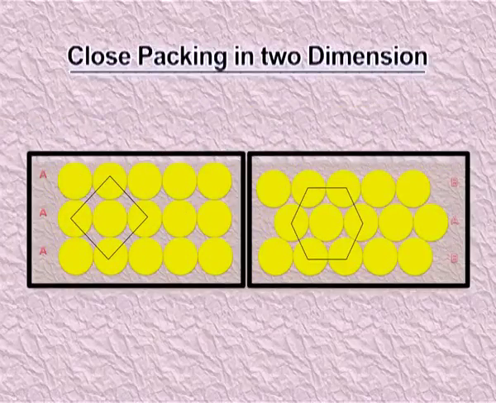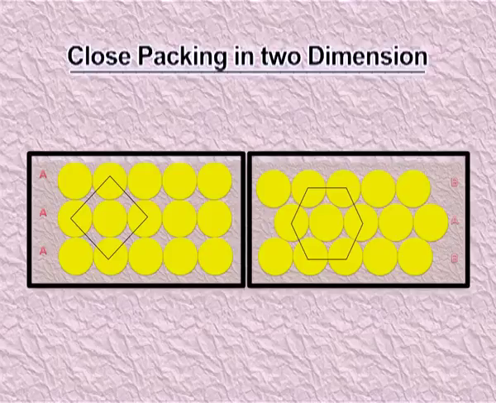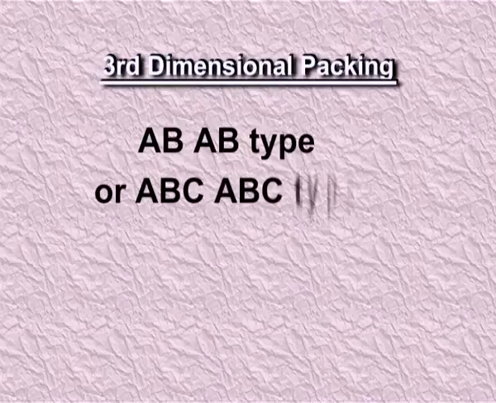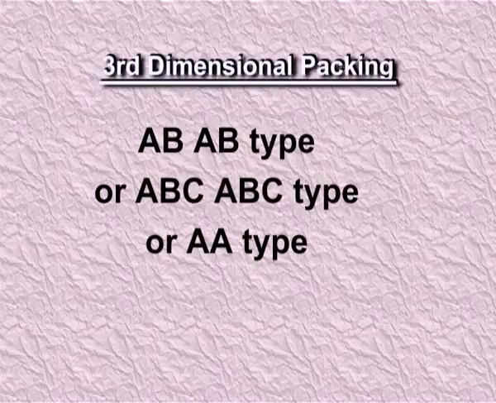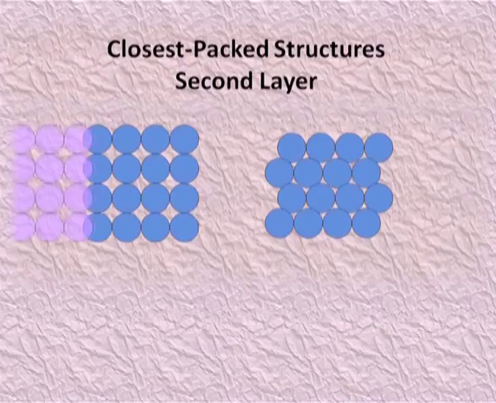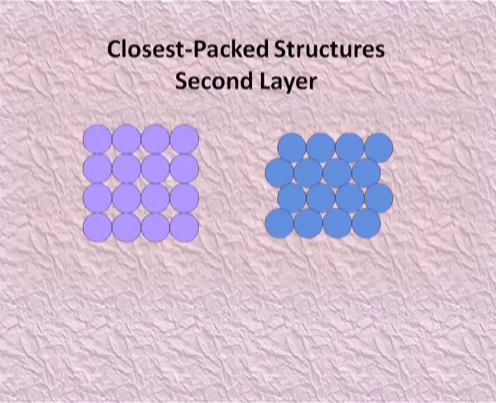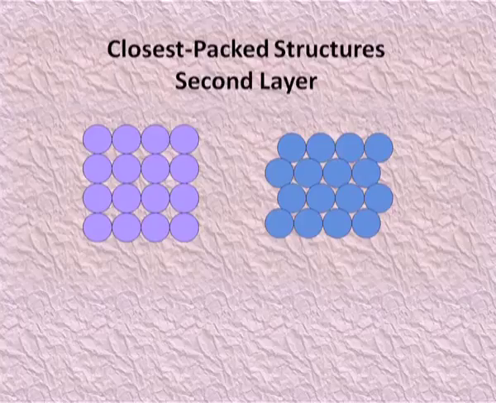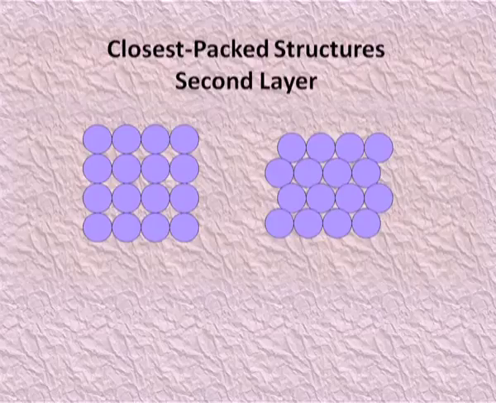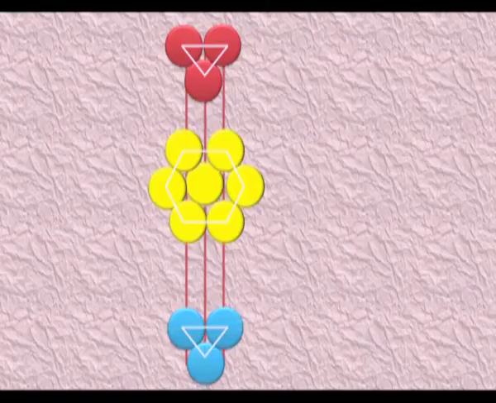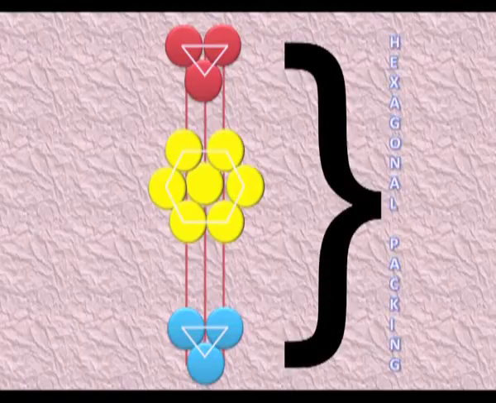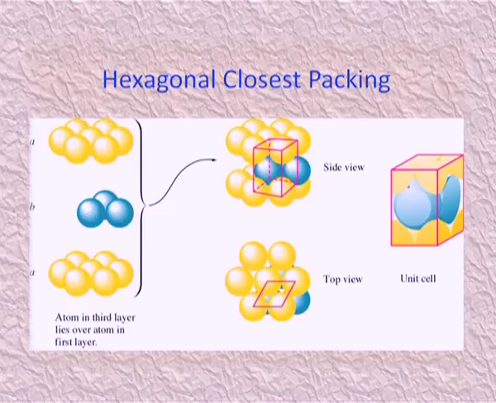This is two-dimension packing, that is square close packing and hexagonal close packing. Now you observe the third dimensional packing, that is AB type or ABC type or AA type. The balls are overlapping the previous layer. Now AB pattern, you can very clearly see that the second layer is on the grooves of the first layer. This is hexagonal close packing, a very close view. Here you can very easily understand the packing from the pictures.